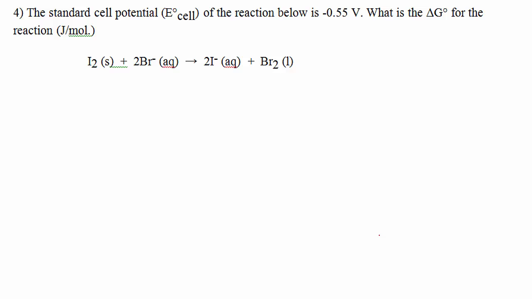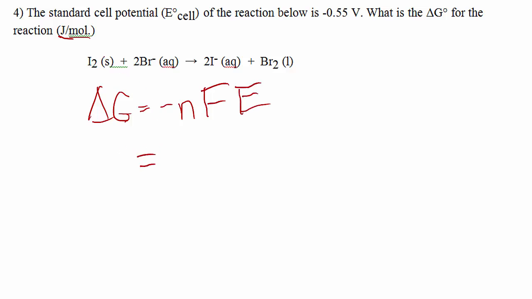Another one. The standard cell potential, E naught cell, for the reaction below is negative 0.55 volts. What is the delta G for the reaction? This one it wants in joules per mole. So delta G equals negative NFE. How many electrons are being transferred? I2 goes from 0 to -1, 2 times -1, so that's a 2 electron change. Let's confirm. Bromine goes from negative, there are 2 negatives, to Br2 0, which is also a 2 electron change. So we have 2 electrons.